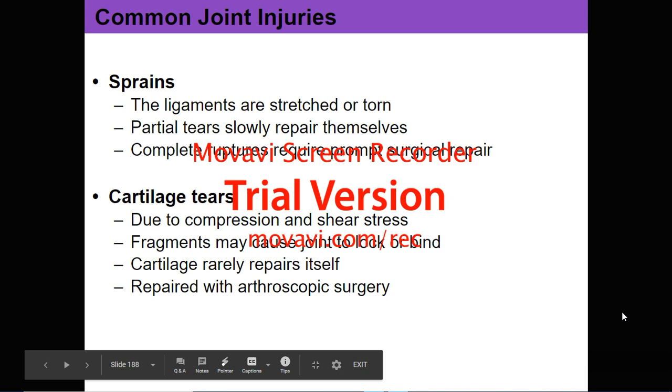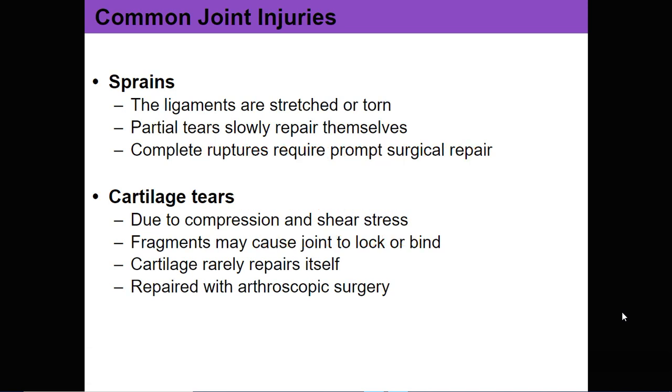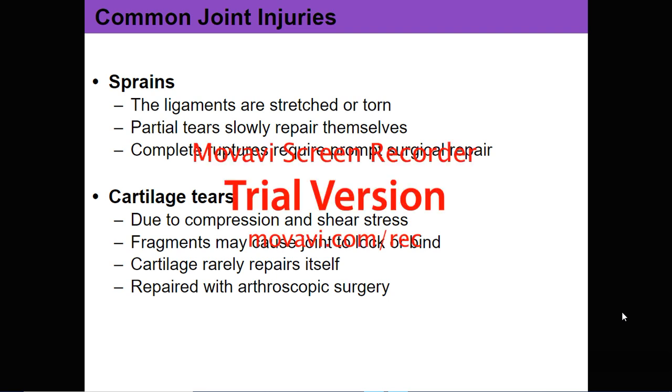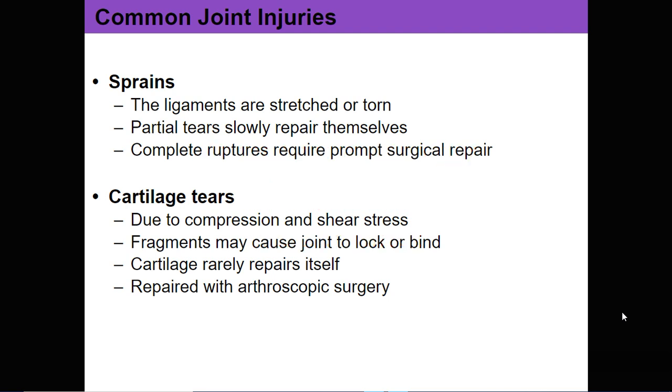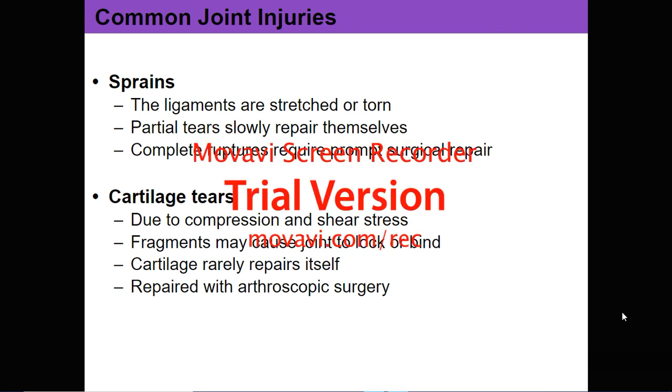Now let's talk about some common joint injuries. So sprains. With sprains, the ligaments reinforcing a joint are stretched or torn. Common sites of sprains are the ankle, the knee, and the lumbar region of the spine. Partially torn ligaments will repair themselves, but they heal slowly because ligaments are very poorly vascularized. Sprains tend to be painful and immobilizing. Partial tears will repair themselves slowly. Complete ruptures, or complete tears, require surgical repair.